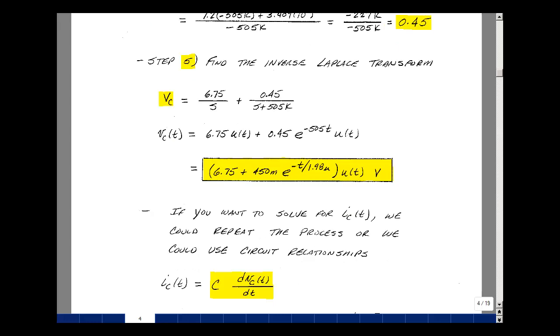Step 5 is to find the inverse Laplace transform. So we've got K1 over S plus K2 over S plus 505K. This is just a step of 6.75 strength times u of t, constant of 0.45, and then 1 over S plus alpha is e to the minus alpha t, which would be a minus 505 times t. Okay, let's write this as a time constant. So I'll take the reciprocal of 505, and it turned out to be 1.98 micro. So our end result then would be 6.75 plus 450 milli times e to the minus t over 1.98 microseconds, and all this times u of t, and the units would be volts.